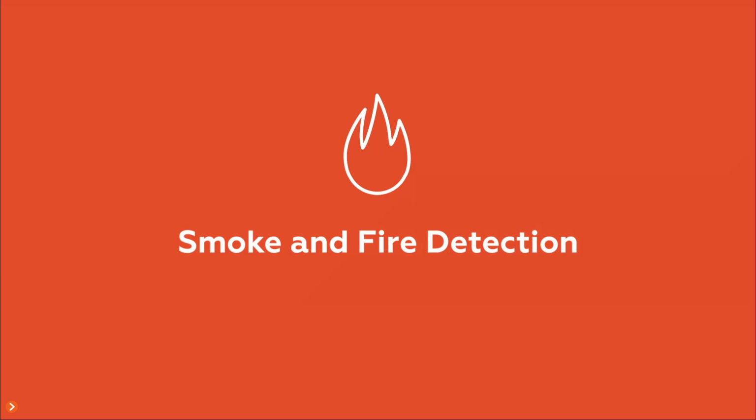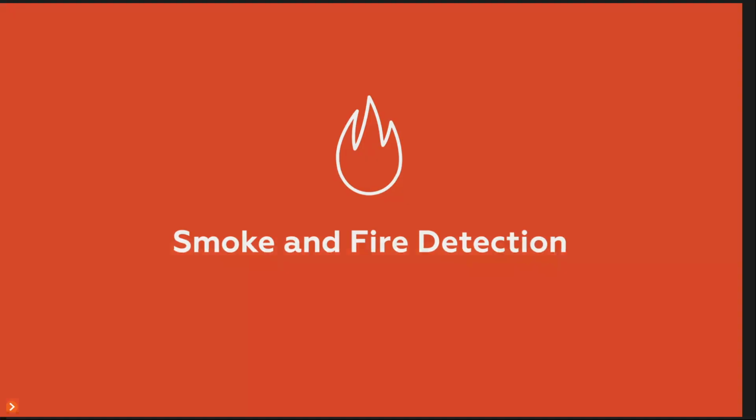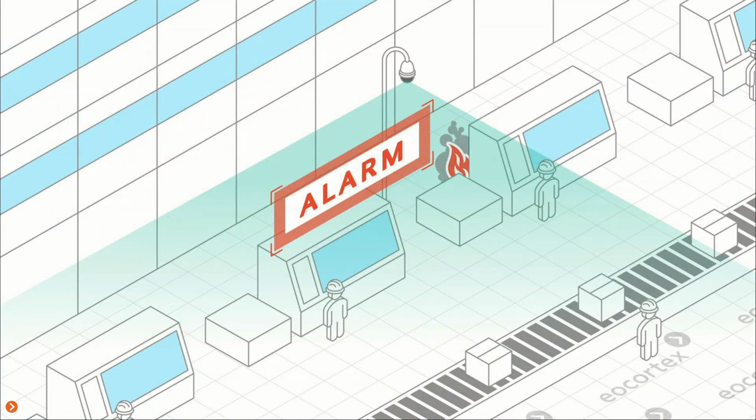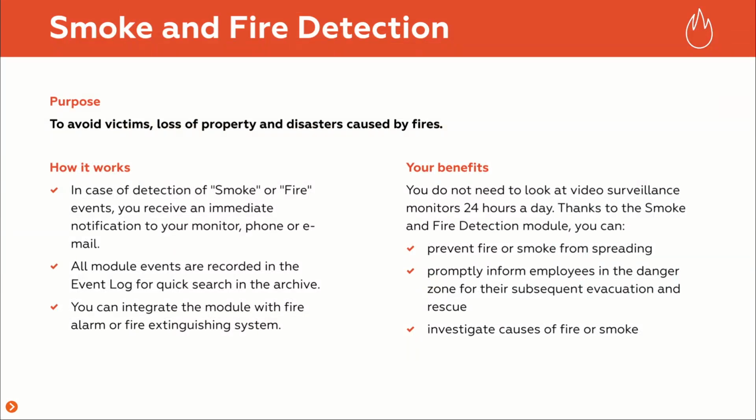Let me start with smoke and fire detection, a quite popular module that we are commonly asked about. This illustration shows you how it works. Basically, if the camera spots a fire or smoke in the camera view, it triggers the alarm. It can send push notifications. It can inform the operators via SMS or emails. And also it can be integrated with a fire extinguishing system and alarm so that the immediate reaction can be taken.